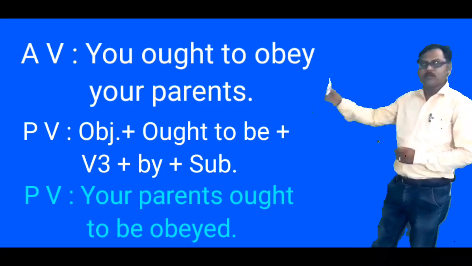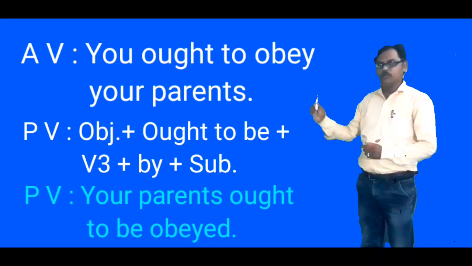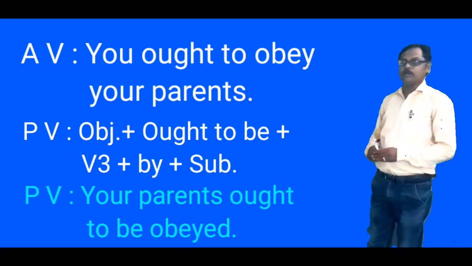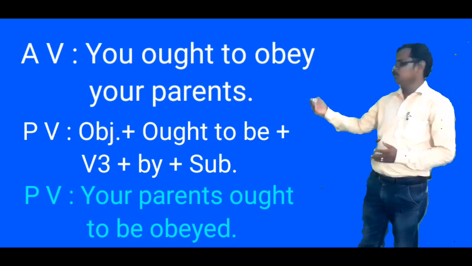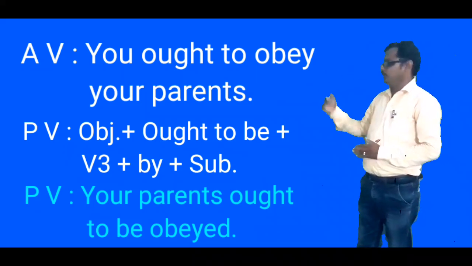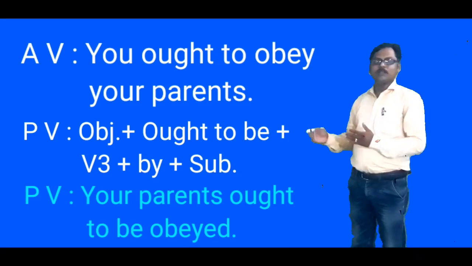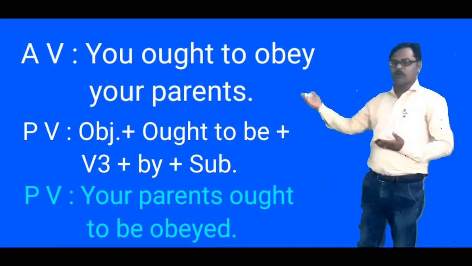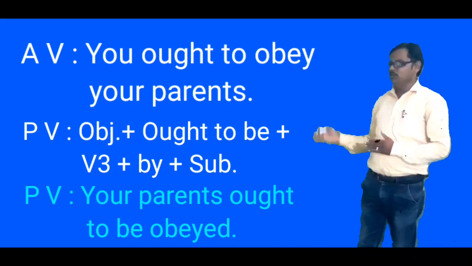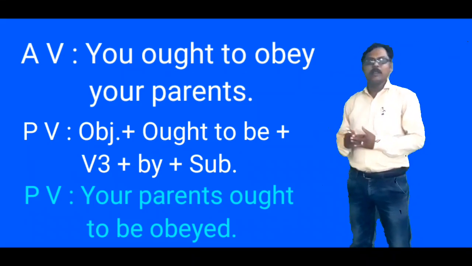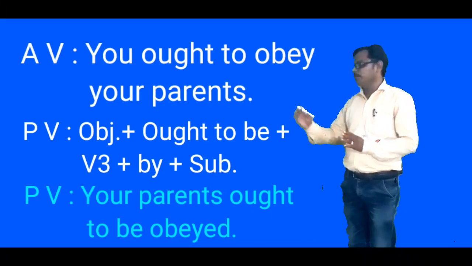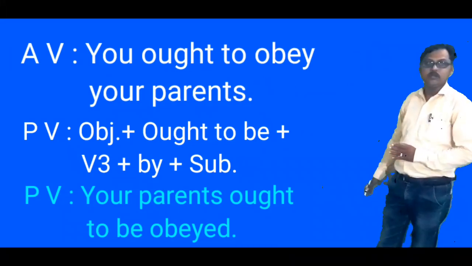Your parents ought to be obeyed. Now you is common, so there is no need to write by you again. We can say it is agentless, since we had already written your parents, so there is no need to use by you. So the sentence is: your parents ought to be obeyed. This is the passive form of this sentence.